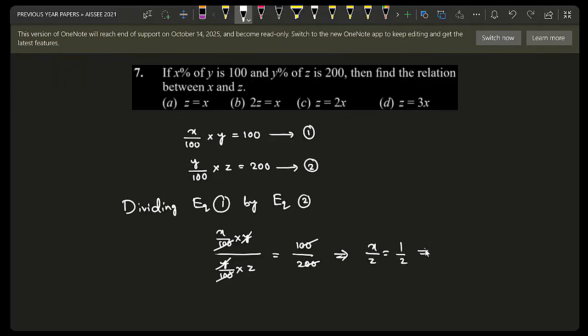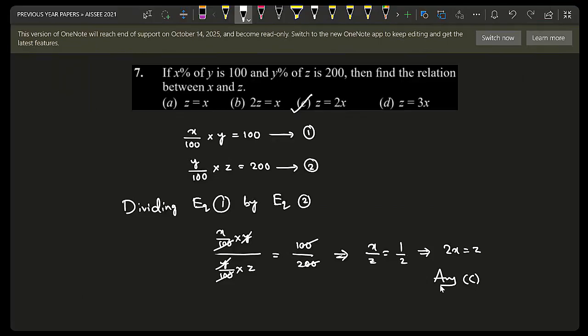So in order to get a relation between x and z, you can cross multiply. So x into 2, you can write 2x, z into 1, you can write z. So this relation is found in option C, z is equal to 2x. So the answer is C. 2x is equal to z or z is equal to 2x, both are same. So that is answer C.